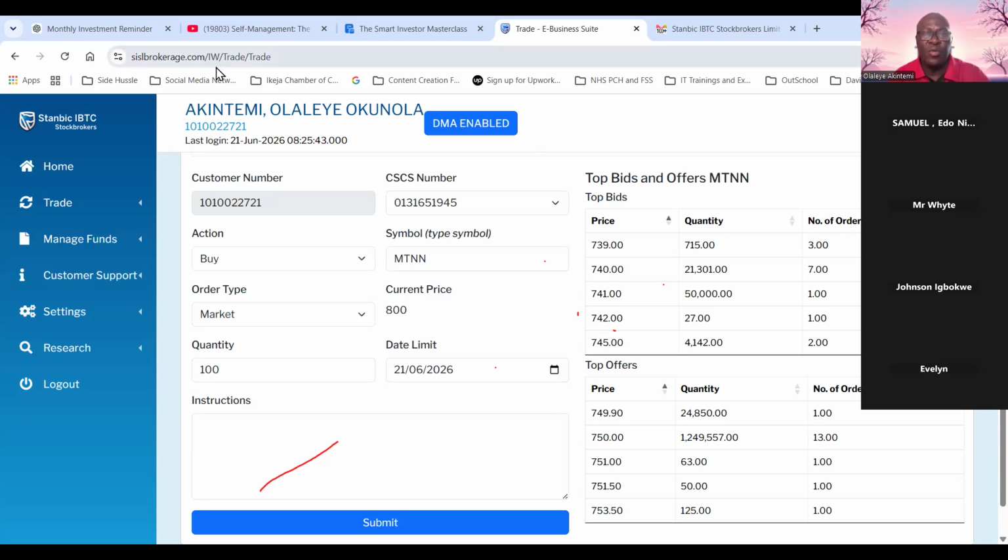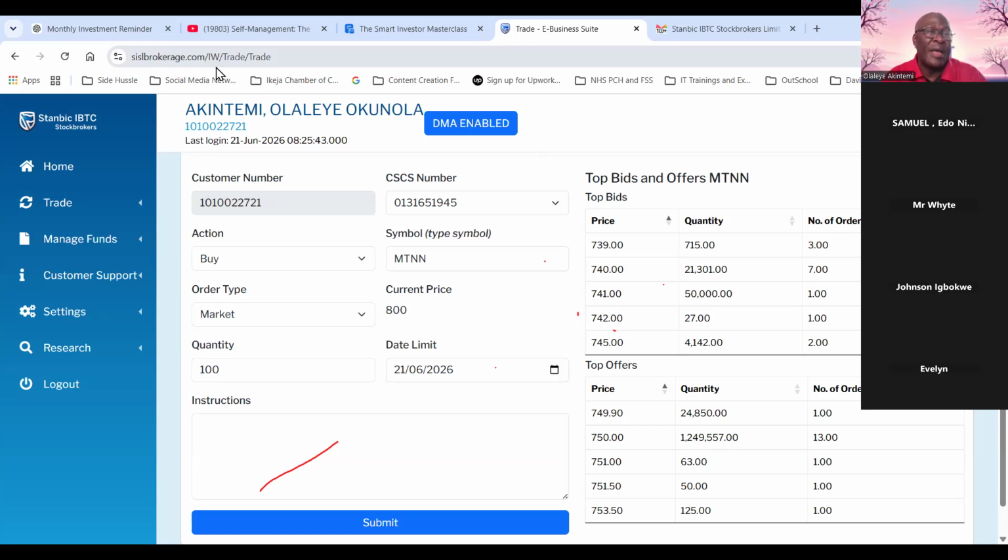Ideally, you should be buying your stocks using the lowest offer, because as a smart investor, you make gain when you buy your stock, and you should also make gain when you sell. Let's assume you buy it at 749 Naira, 90 kobo, and you keep it for maybe the next 5 years. And for any reason, you need to sell it in 5 years' time. Let's say it has gotten to maybe 1,200 Naira.